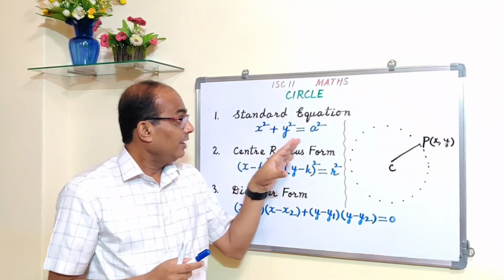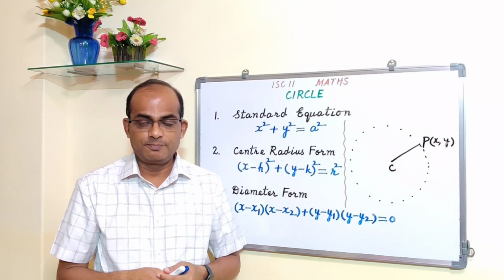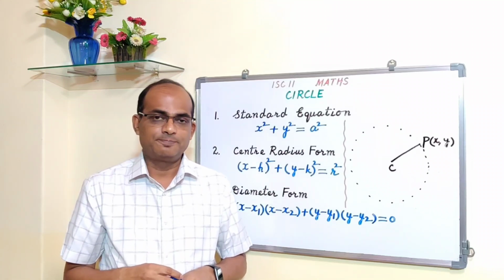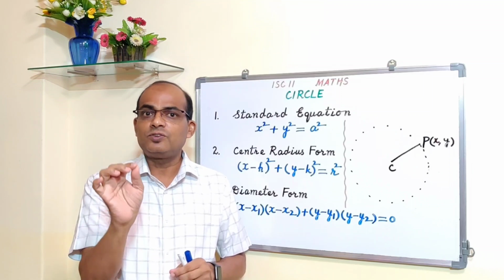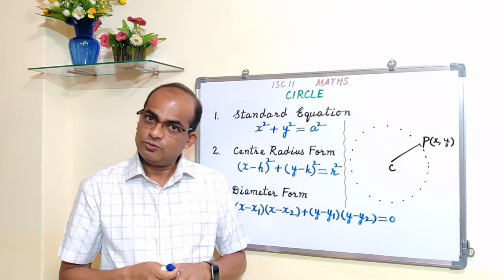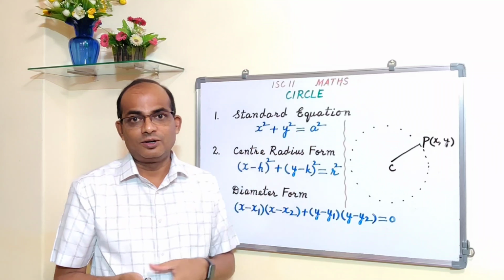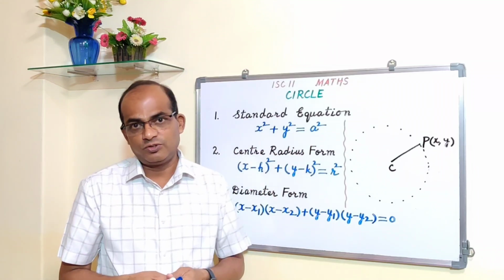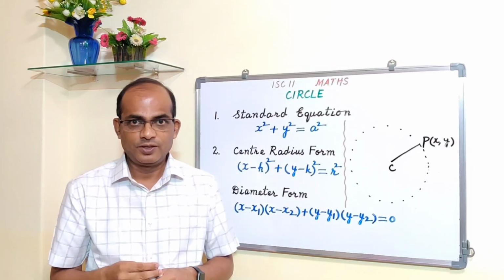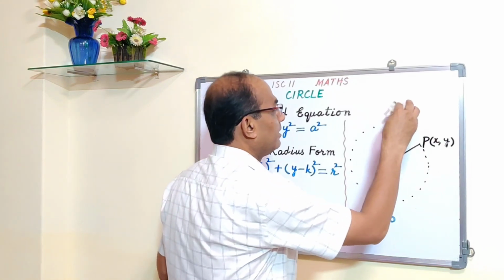Now, the first point I have written is the standard equation of a circle. What is a standard circle? A circle whose center is at the origin is called the standard circle. So first of all, we are going to find the standard equation of a circle. That means in this case the center of the circle will be at the origin, and then we'll find the equation of that circle.